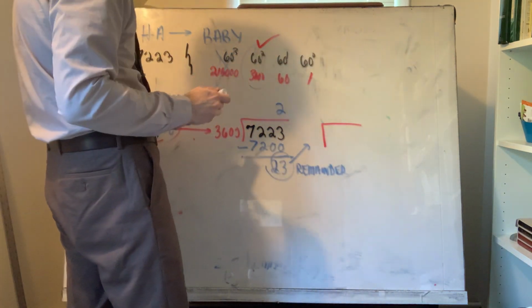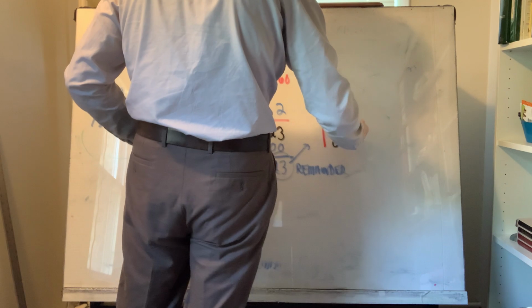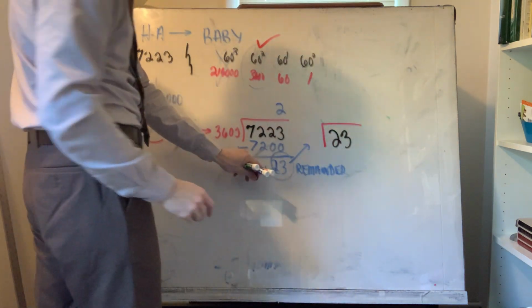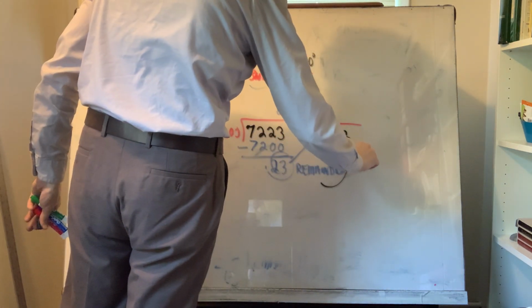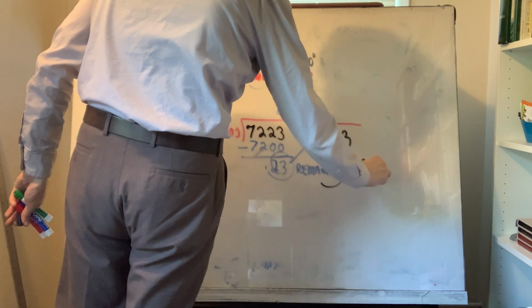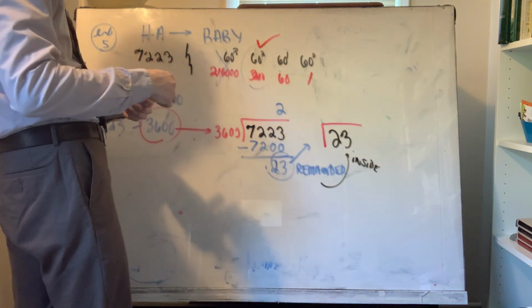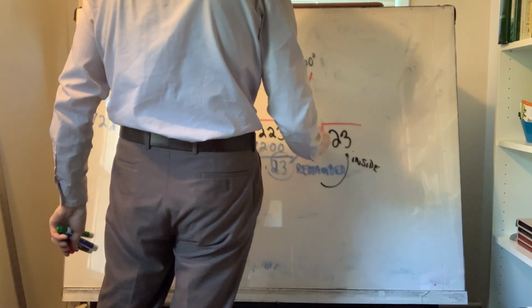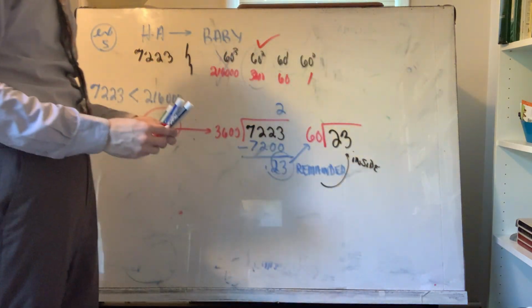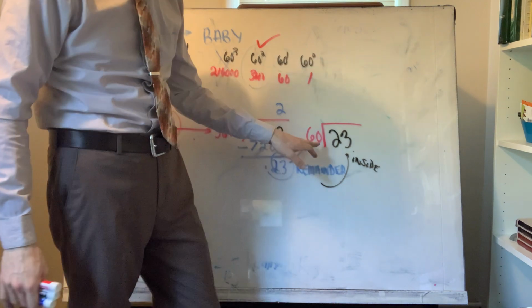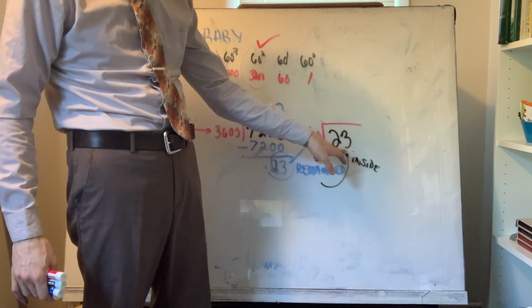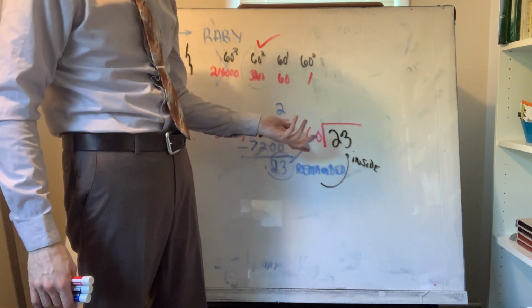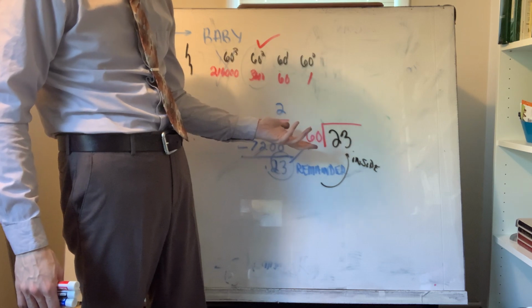The remainder goes in the box. Right? This remainder goes inside, remember. And the next thing that we have to divide with is 60. Now what's going to happen though? All right. Does 60 fit into 23? All right. No, it wouldn't work, right?